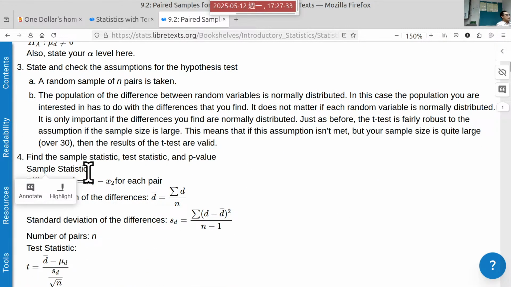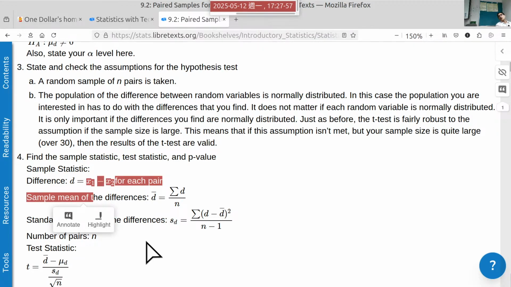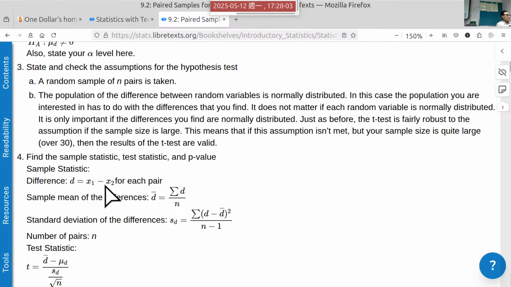And 4. Find the sample statistic, test statistic, and p-value. Sample statistic: the difference is d equals x1 minus x2 for each pair. For example, exercise every day. Before I start my exercise plan, my body weight is x1. After I exercise every day, or 5 days a week, for a month, my body weight is x2. Sure, the sequence of x1, x2 can be changed according to your definition.